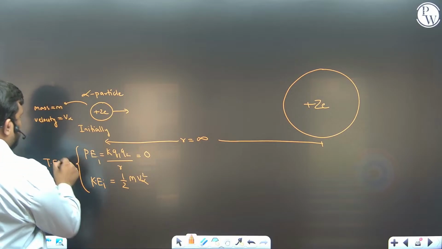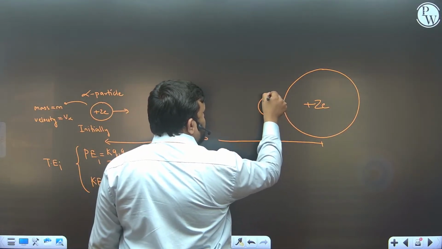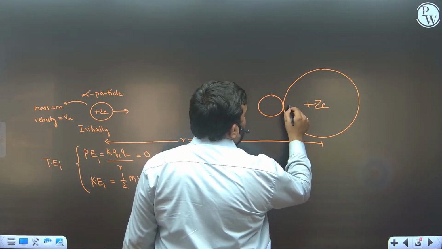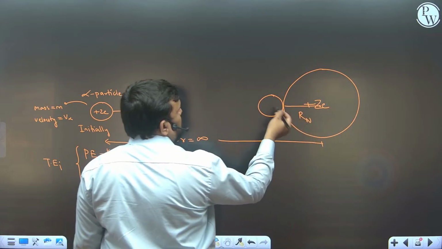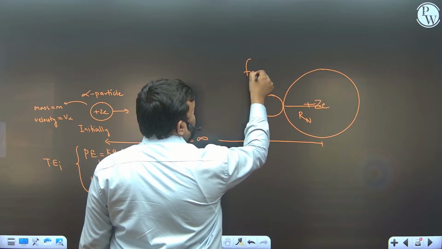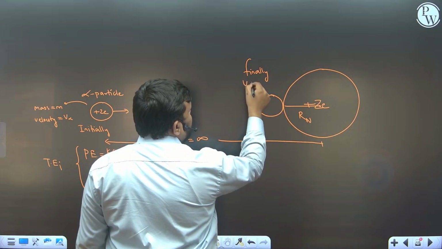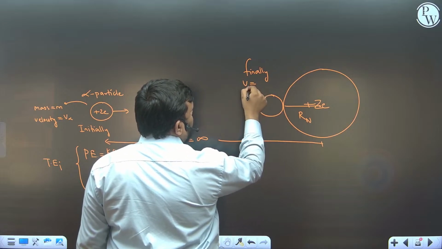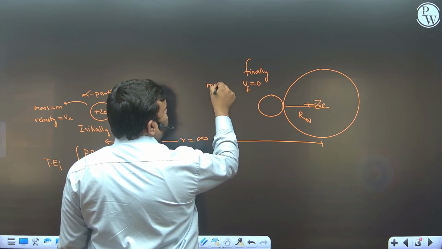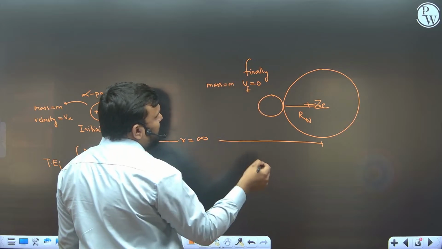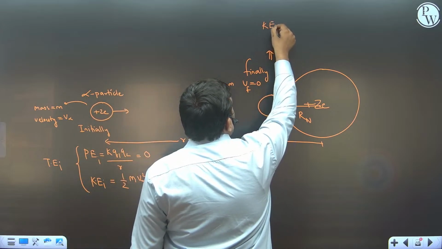But after some time, as it reaches over here, this is the distance of closest approach. It can be as small as the radius of the nucleus. This is the radius of the nucleus, and finally over here, what will be the velocity? The final velocity will be 0. Mass, of course, will be there. Mass is m. So what will be the final kinetic energy? Kinetic energy final will be equal to 0.